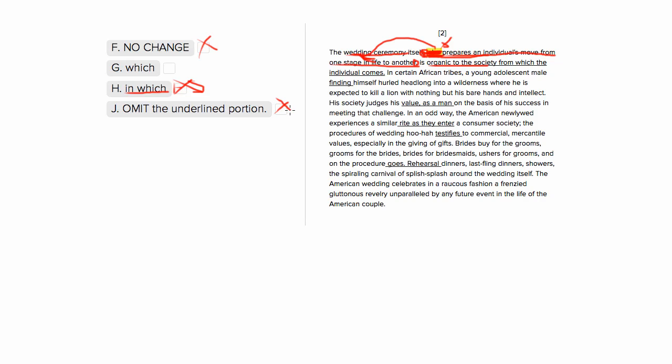Choice number 2 is good because it uses "which," which is what we'd want to use for non-people, like the wedding ceremony. And it'll be a way to connect the wedding ceremony to this descriptive clause. So, "the wedding ceremony, which prepares an individual's move from one stage." That's good. So choice number 2 is our answer.